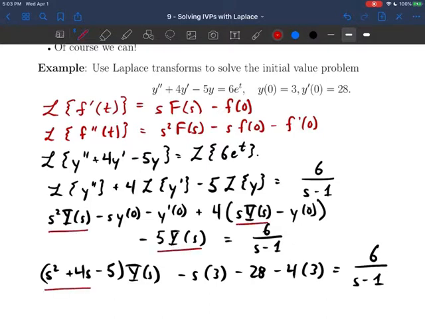So where did all of these things come from? We have the capital Y's here, here, and here become that term. And then we have s y of 0 here, y prime of 0 here, and 4 times y of 0 here.